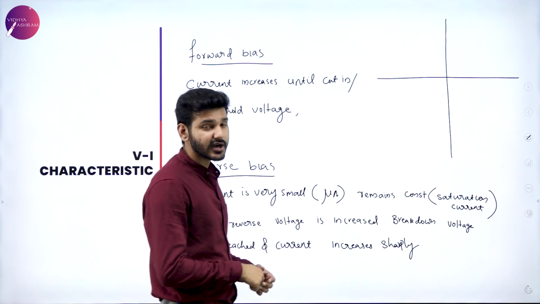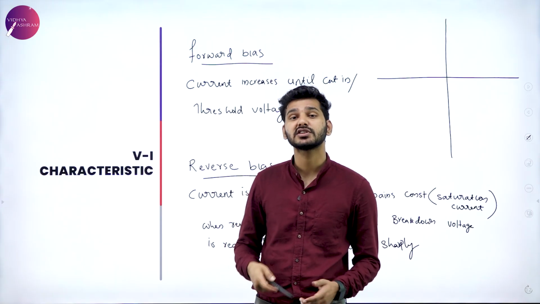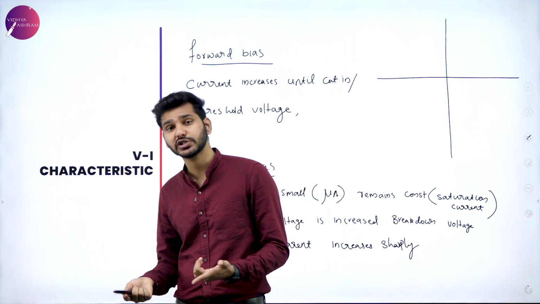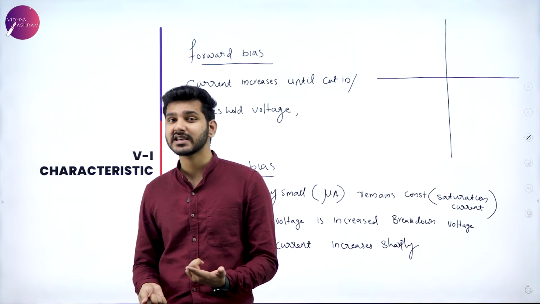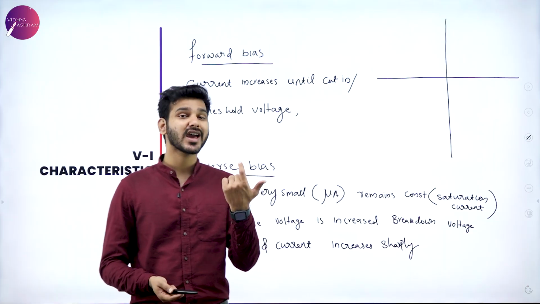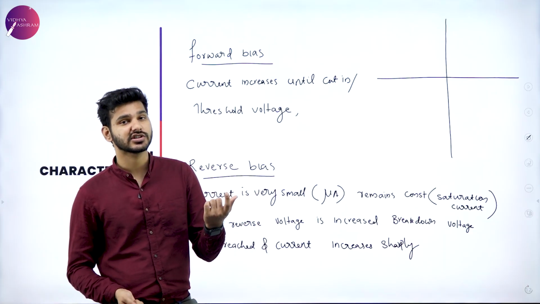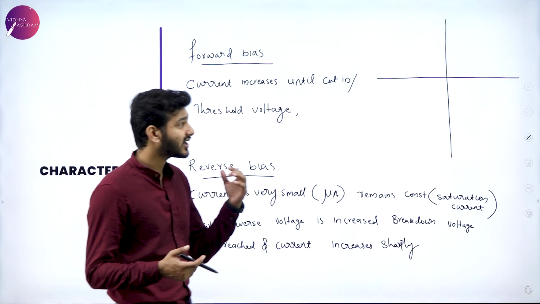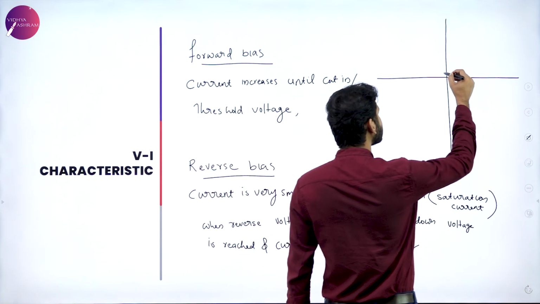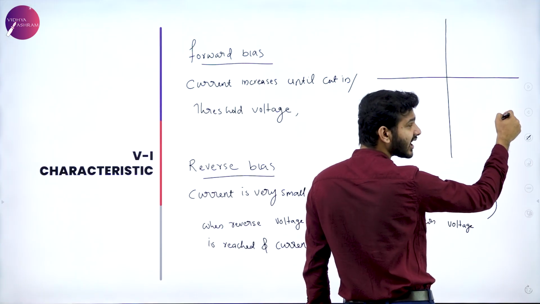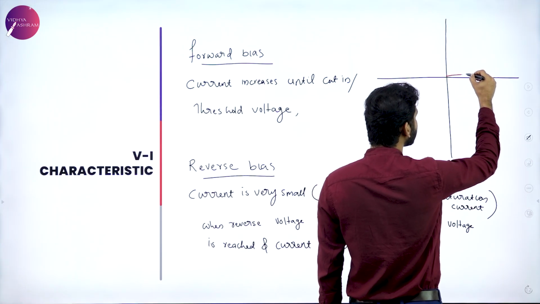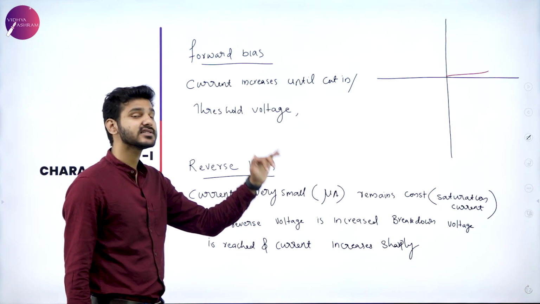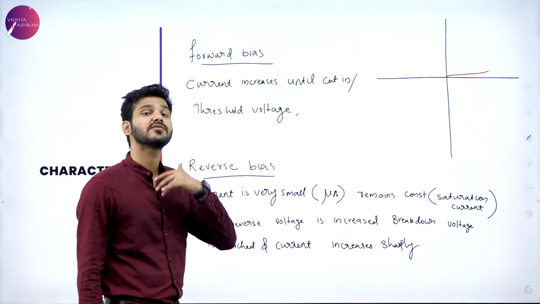Since we already studied forward and reverse biasing, what happens during that stage? When we connect an external voltage to a PN junction diode, what is the voltage versus current characteristic? How will a PN junction diode behave? During forward biasing, it is very simple. The current will start to increase very slowly up to a certain point. When it reaches a certain point, the current will increase very sharply.